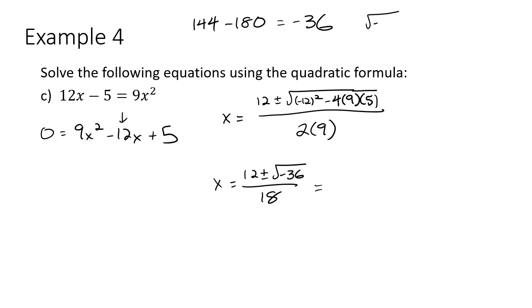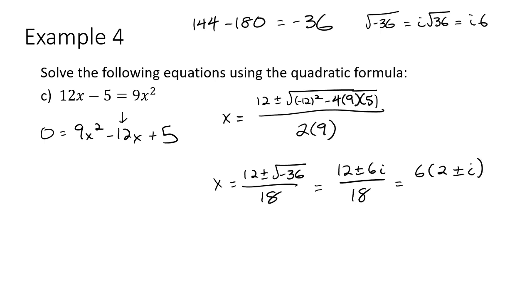Well, the square root of negative 36 would be i times the square root of positive 36, which is 6. So this is a 6i. So we have 12 plus or minus 6i over 18, but we can even do a little bit better because all of these are multiples of 6. So if I factor a 6 out of the numerator and the denominator, basically divide everything by 6, we get our final answers. x is equal to 2 plus or minus i over 3.